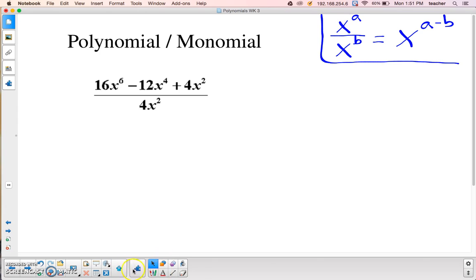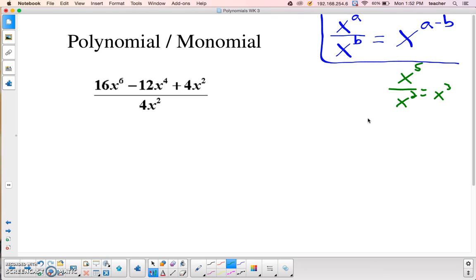So to begin, we need to review one of the rules for exponents, and that rule says that if you divide two terms that have an exponent, if the bases are the same, the rule is to subtract the exponents. For instance, if you had x to the power of 5 over x to the power of 2, your answer is x to the power of 5 minus 2, which is 3.